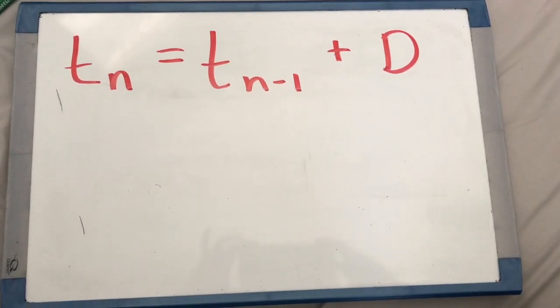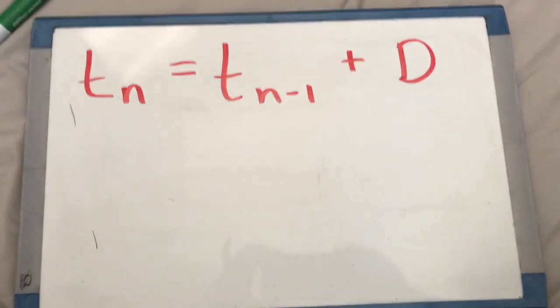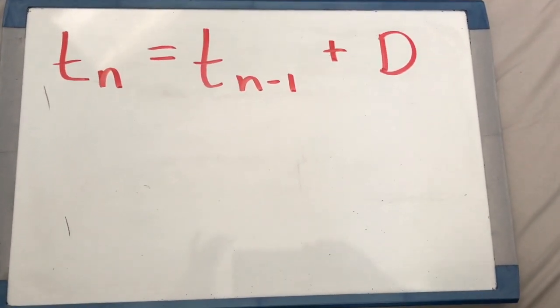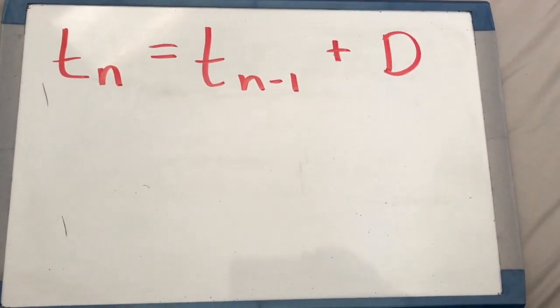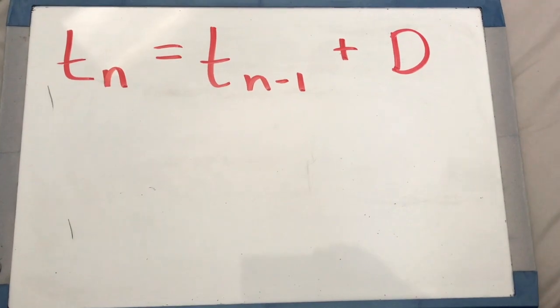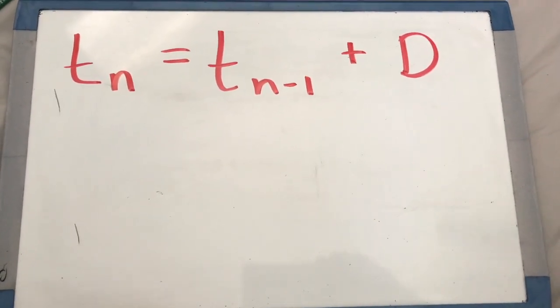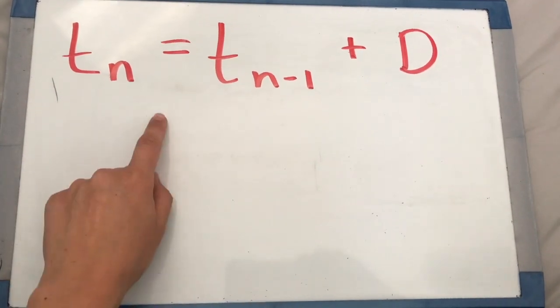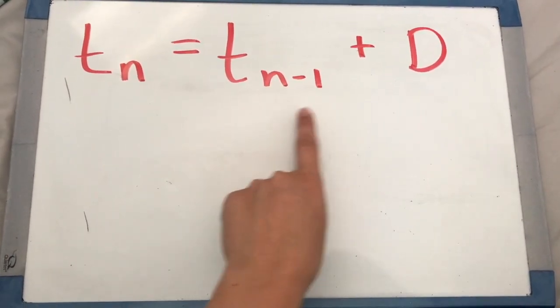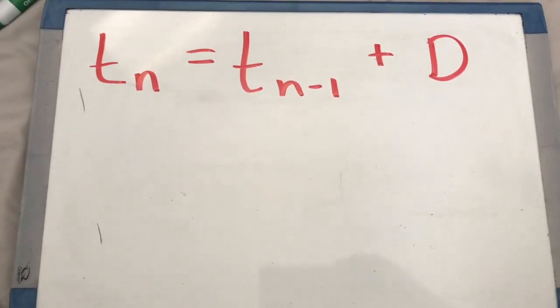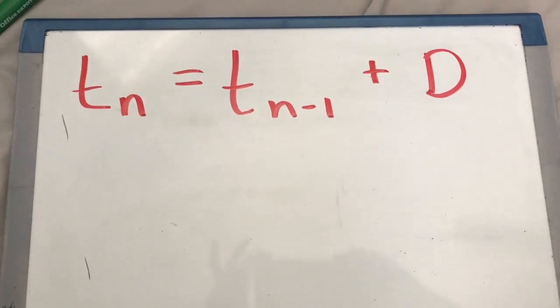So now this is what we call a recursive formula. All right, so if we have a sequence that we are either adding or subtracting, so an arithmetic sequence, this is what you're going to use, okay? So we've got t of n equals t of n minus 1 plus d. Now let's kind of break that up and see what that means.